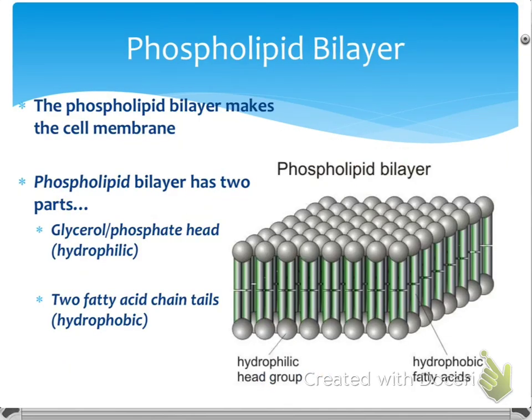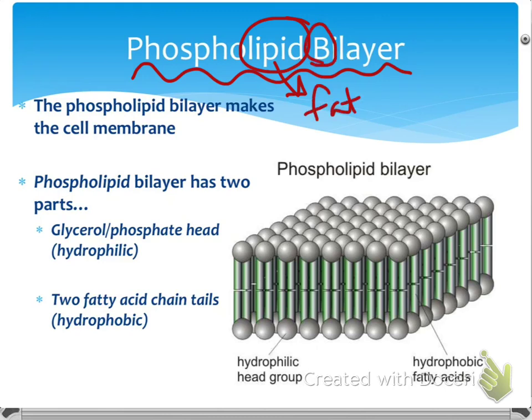So the structure of the cell membrane is a phospholipid bilayer. Hopefully you recognize the term lipid. You know that means a fat. And bi, the prefix, means two. So it's a double layer fat that protects the cell. So this is what makes the cell membrane. It has two parts to it.